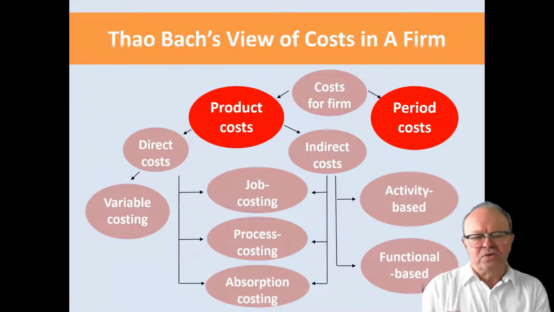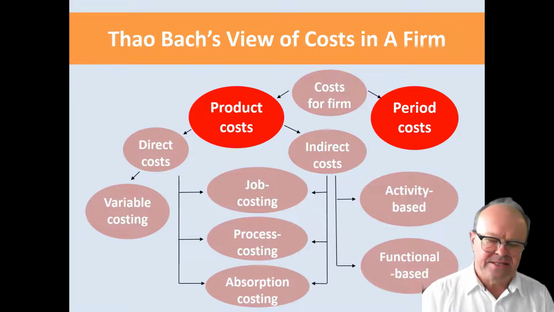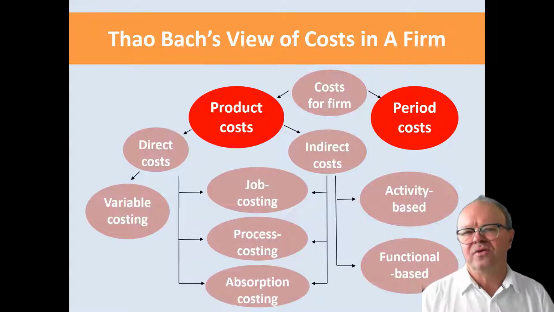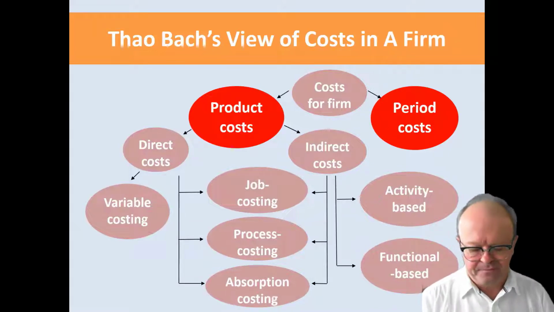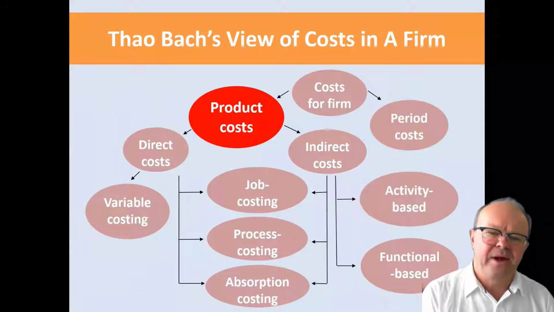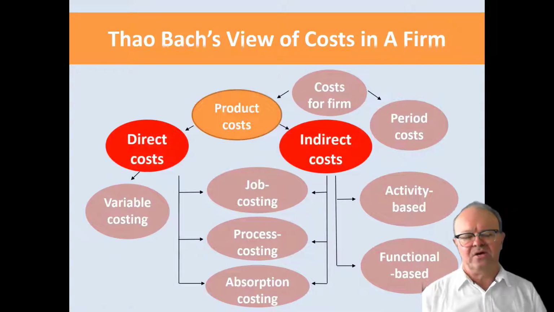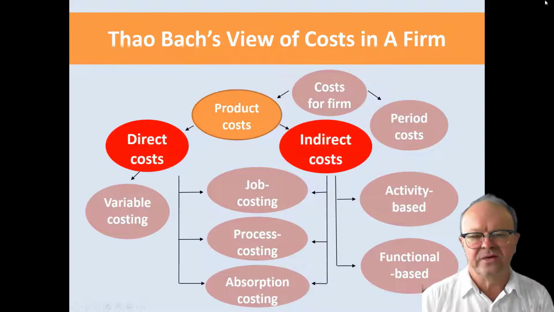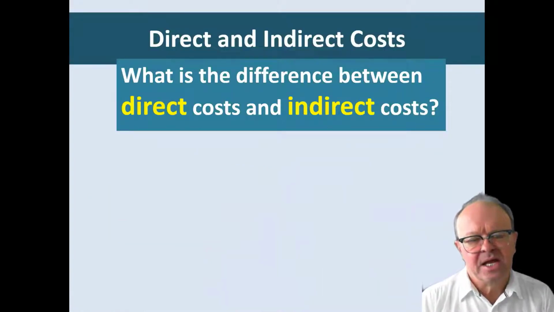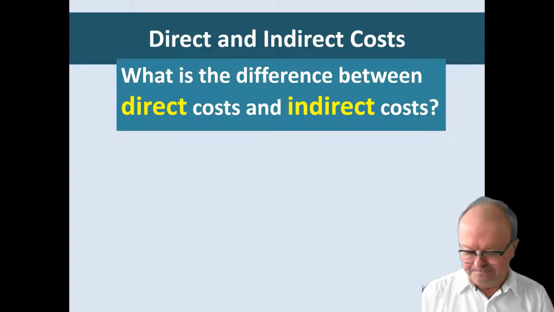So Theo Bark saw the cost of a firm being either product or period costs, and we've had a look at that distinction. We either attach the cost to products or we treat them as an expense in the period. Now, with product costs, Theo said we can divide them into direct and indirect costs. So what is the difference between direct and indirect costs?